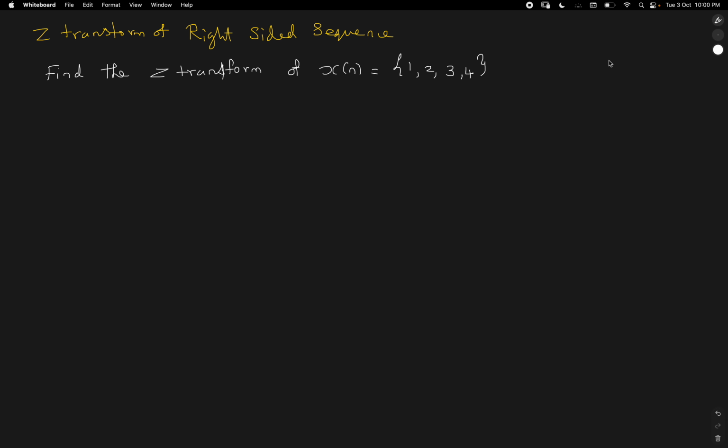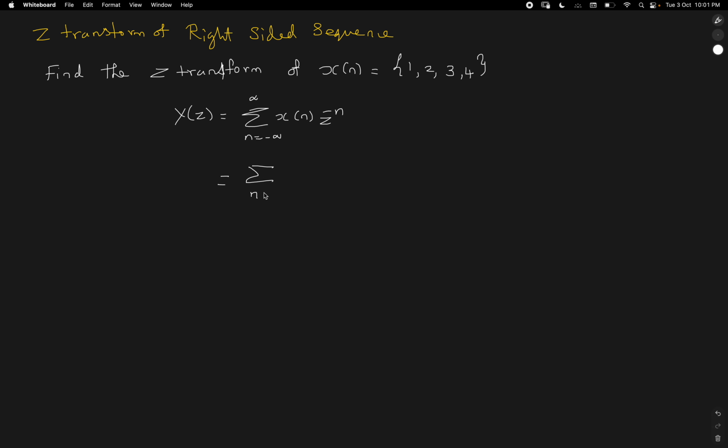So first we will write the formula. Here the formula is X of z equal to summation n is equal to minus infinity to plus infinity x of n z power minus n. Here in the common formula, n takes the value minus infinity to plus infinity.